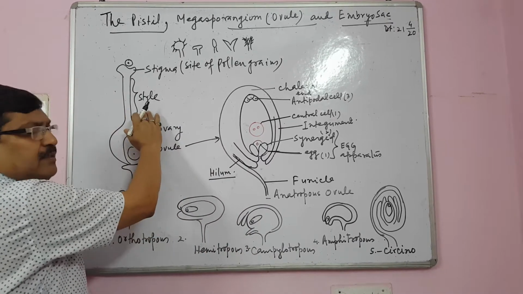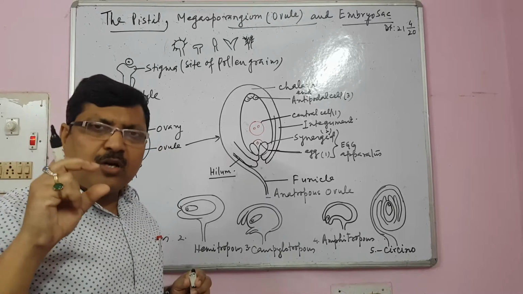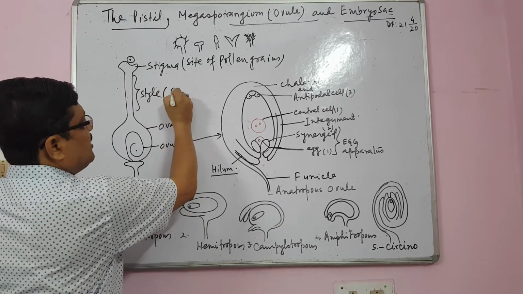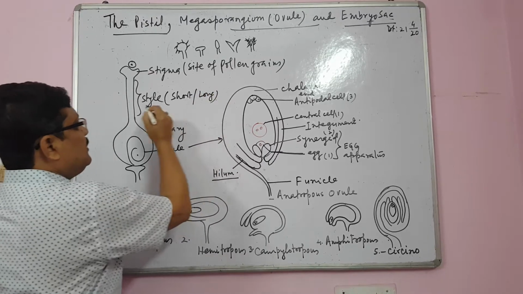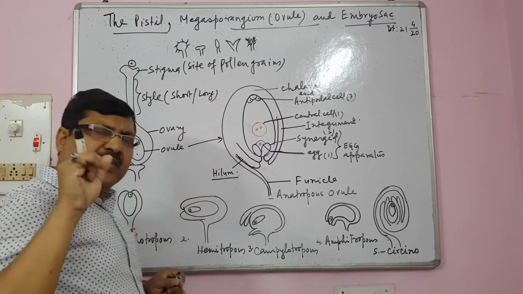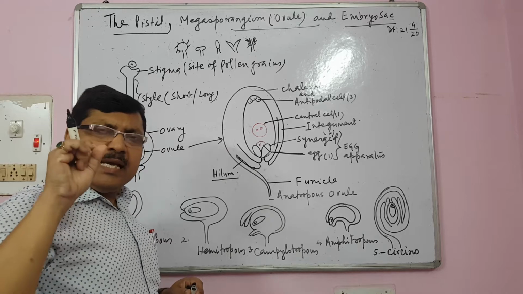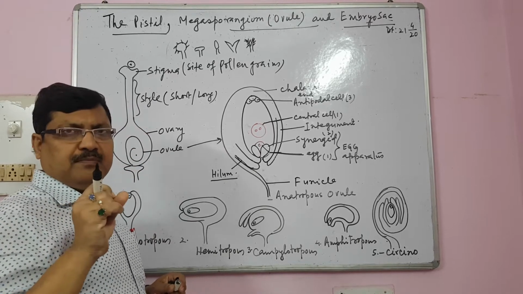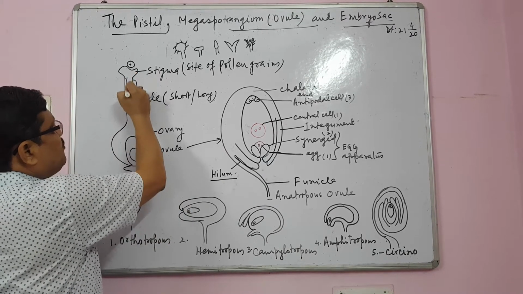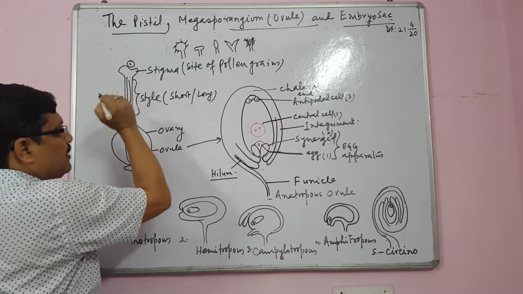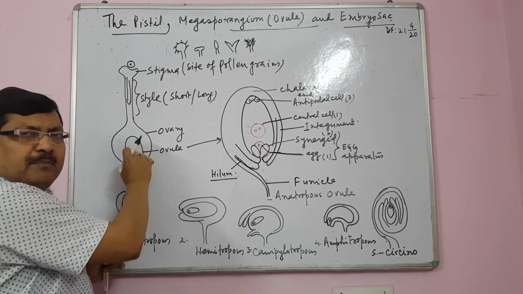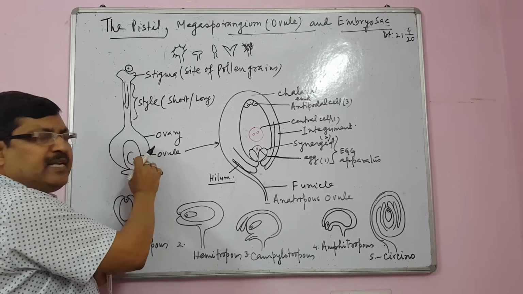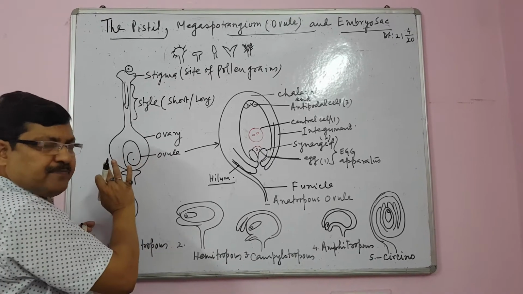Now the style. The style may be short or long. The style has a very narrow capillary tube through which the pollen tube passes, and then the first male gamete and second male gamete will come here and fuse.